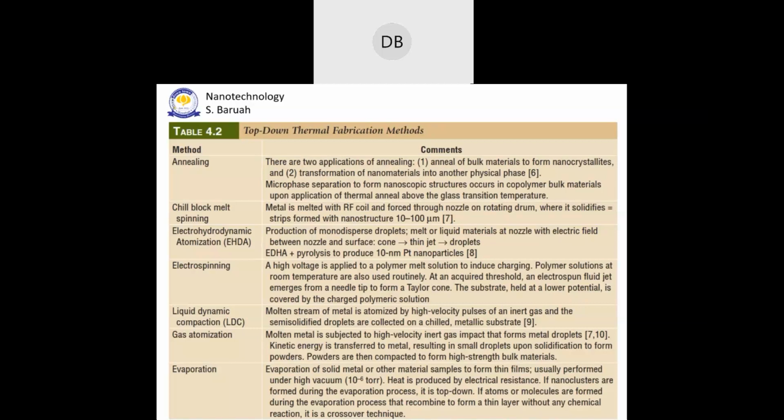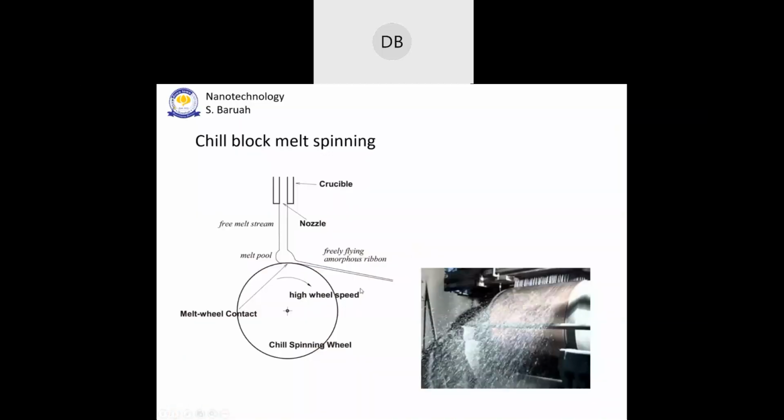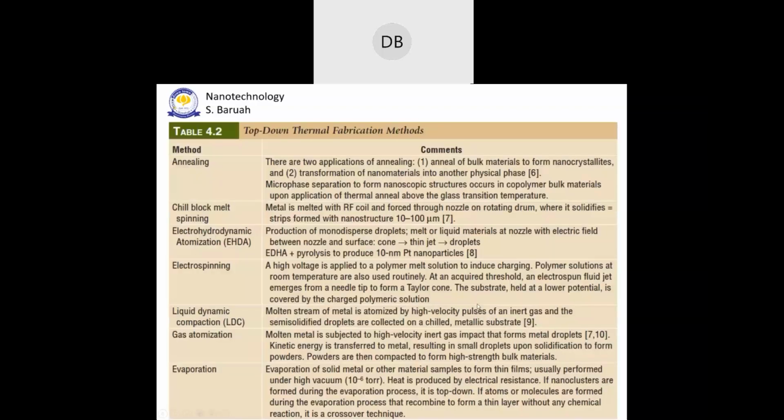Let me see if I have a picture of that. Yeah, this is the chill block melt spinning, see? So we have this wheel going at a very high speed, okay? This is the metallic melt. That means the molten metal coming here, falling on this one, okay? And this is very cold, all right? And you see here now, all this being thrown away, and these end up as long fibers with nanometric diameters, okay? So this is one way of making nanofibers.